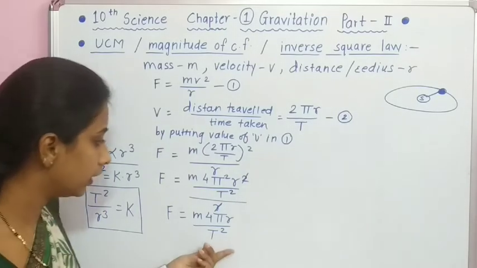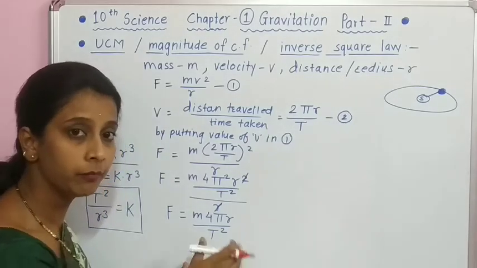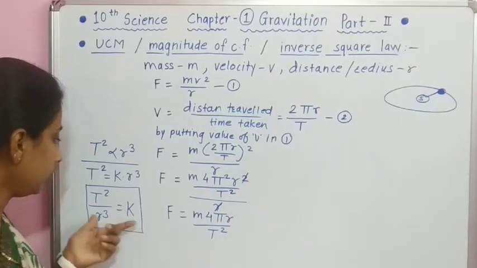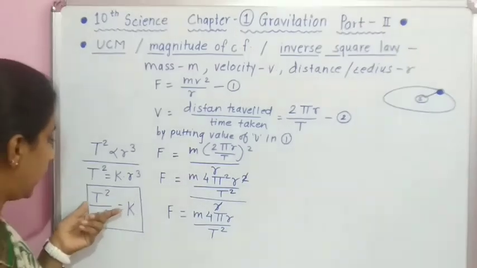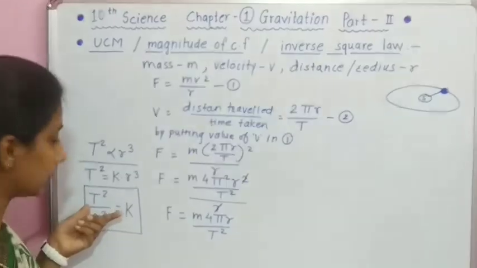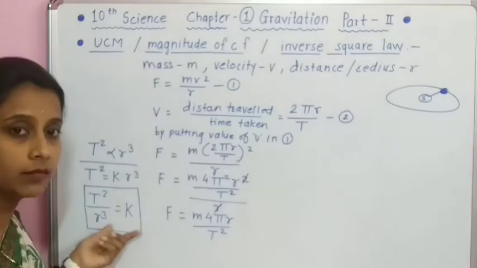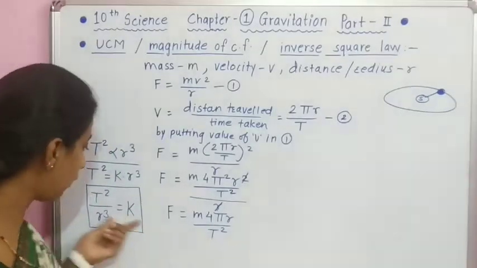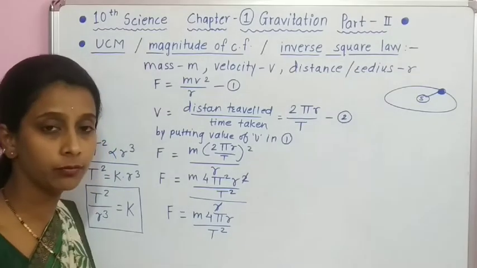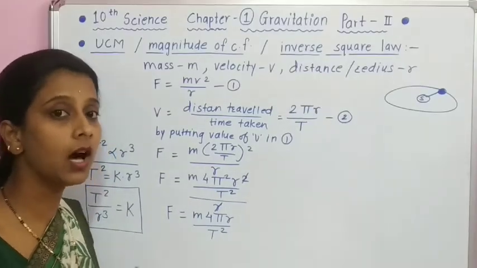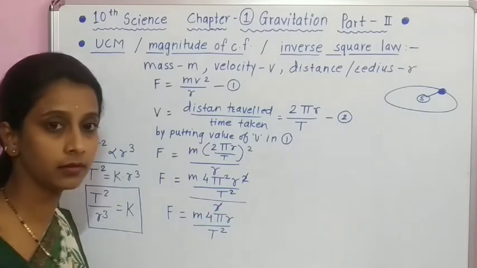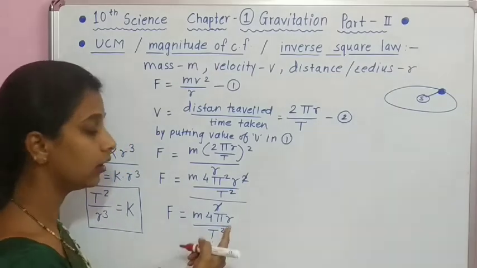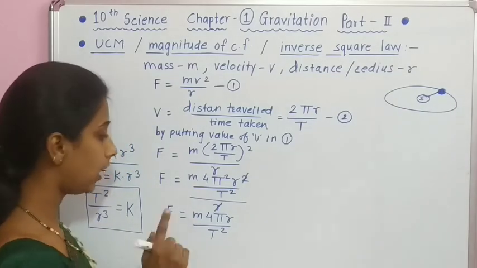Now students, here we have T square, but we don't have that r cube. Understand? Kepler's law tells us that T square upon r cube equals k. But here we just have T square. We don't have r cube. Now what do we have to do here? We have to get r cube in the numerator. So what will the next step be? By dividing and multiplying with r square.